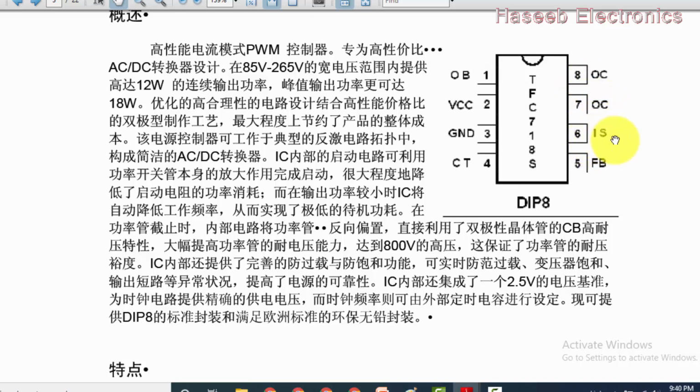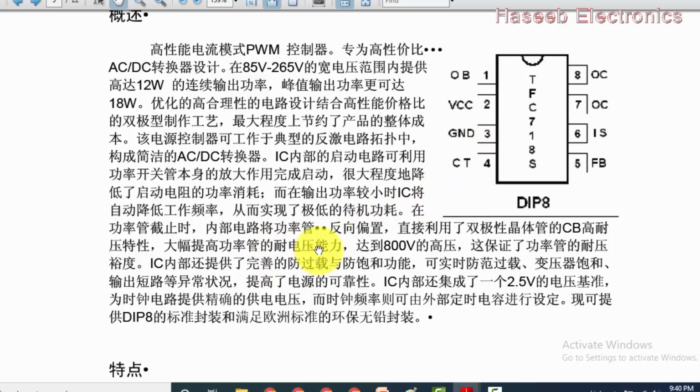So current sense receives sampling pulses. Normally a 1 ohm, 2 ohm or less than 1 ohm resistor is installed here to control the current. Feedback, here we receive a feedback pulse when the output voltage is regulated. So here we will receive feedback. So the one pin that matters is pin number 4.